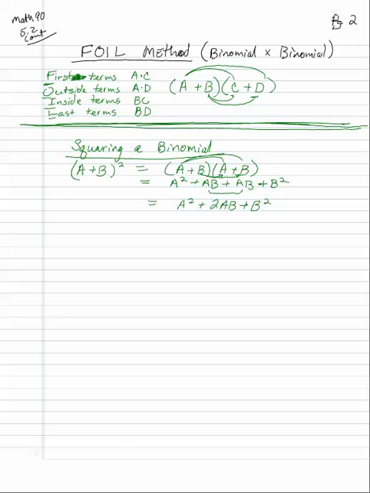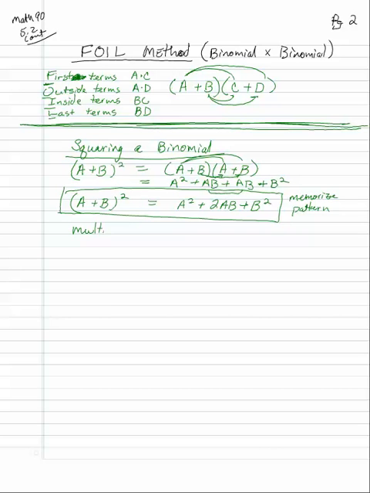Now, squaring is something we do a lot of in math. So the idea then is we skip all the work and memorize this pattern. Make it a shortcut. A is your first term, B is your second term. So if I asked you to multiply or square 3x plus 5, you're going to take the first term, which is 3x, square it, take 2 times the first term times the second term, plus the second term squared. So remember, A is first term, B is second term.